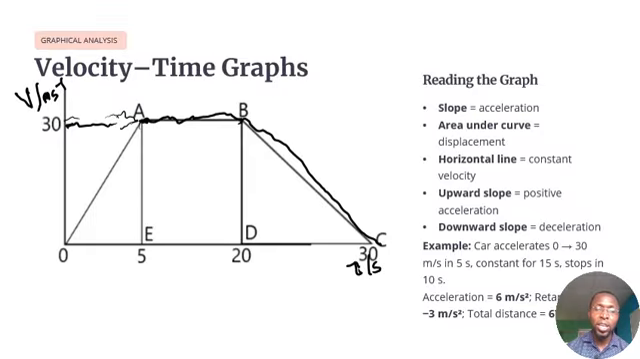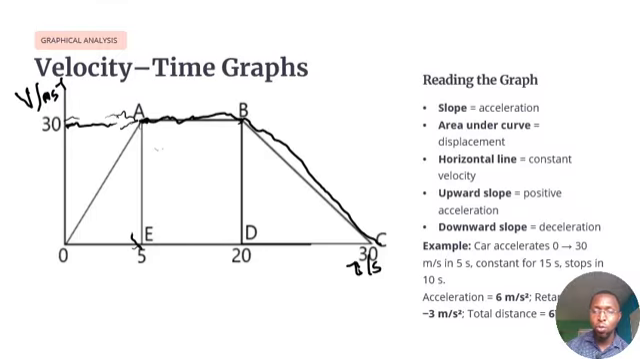Now at every stage, it takes time to cover such distance. When it was accelerating from 0 to 30 meters per second, it took the object 5 seconds, because the horizontal axis is the timeline. Between point A and B, when it's not accelerating, it's maintaining that 30, it took another 15 seconds. 5 to 20 is 15 seconds. So at constant velocity, the vehicle took 15 seconds.